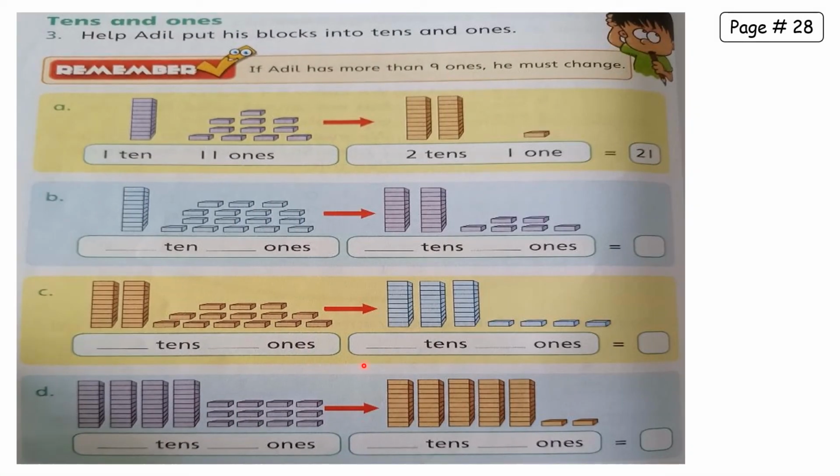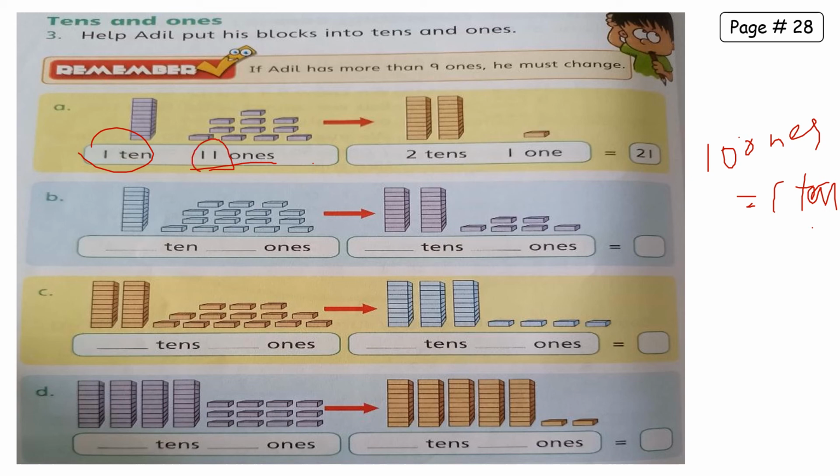Okay, now it's on page number 28 in your book. Now here the numbers are given in the form of blocks. This one is a tens block and these are ones blocks. Here we have 11 ones and 1 ten. In 1 ten there are 10 ones. So 10 ones make 1 ten. So here we have 1 ten and 11 ones.